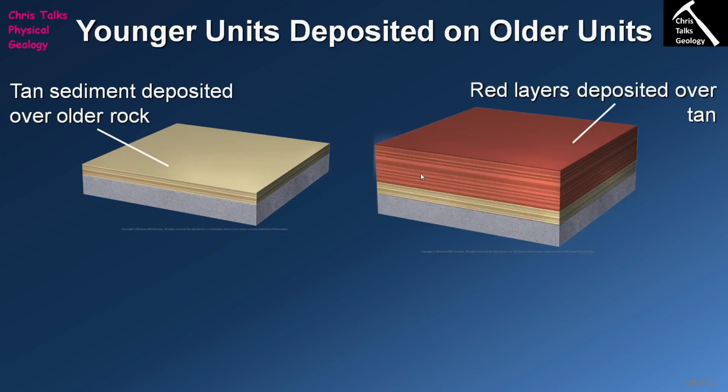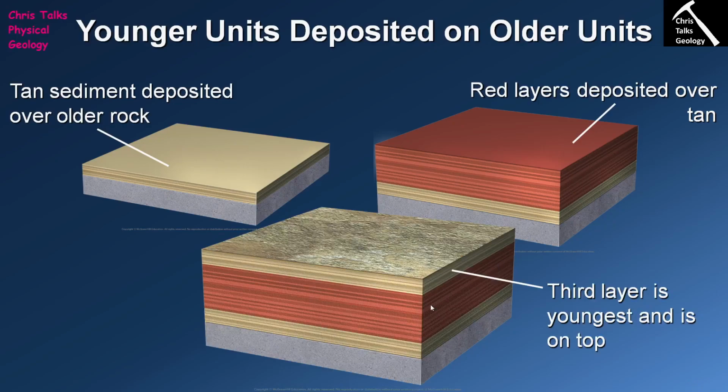Now, over time, what's going to happen is the conditions are going to change slightly, and we're going to get a new layer of sediment being deposited. This new layer of sediment is red in colour, and you can quite clearly see it's being deposited over the top of the tan layer. Then we're going to have a third layer of sediment being deposited, and this one is going to come over the top of the red layer here. So you can see now we have a sequence of 4 different layers of rock.